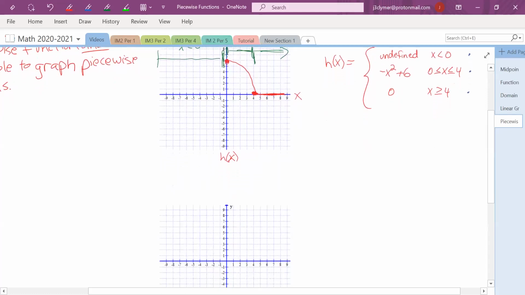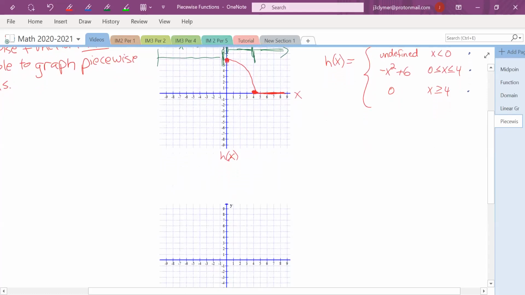So let's say you are given a graph, and now you have to graph that graph, and it's a piecewise function graph. So let's take a look at what that might look like.